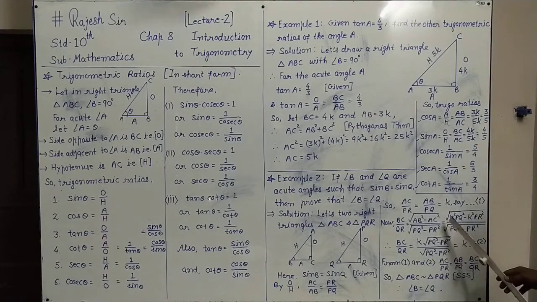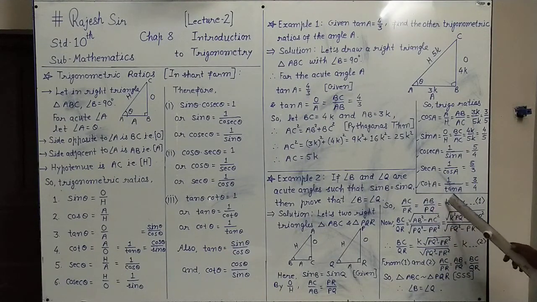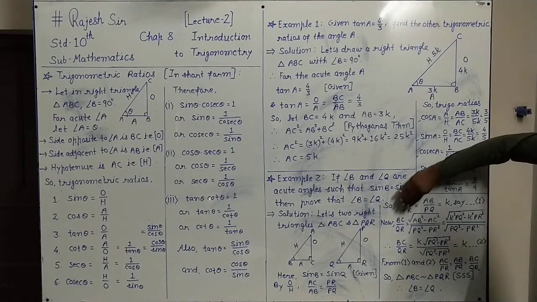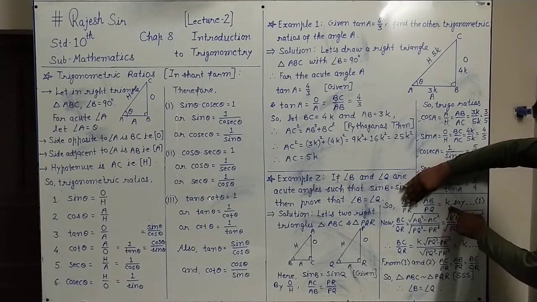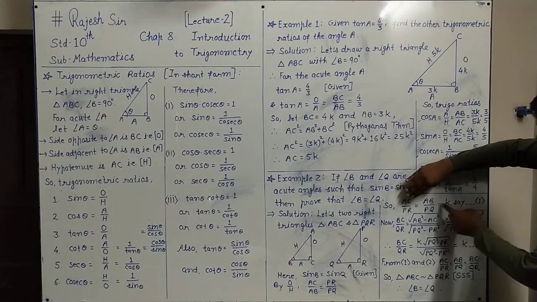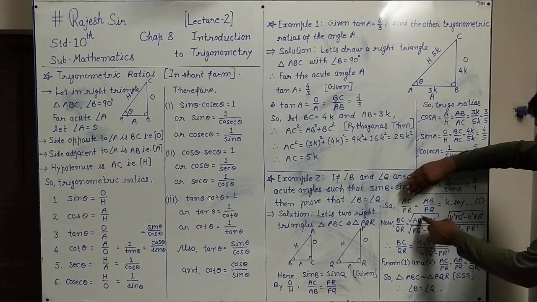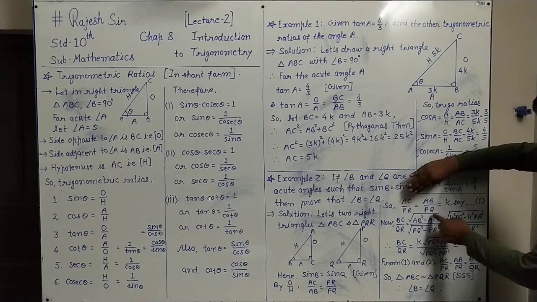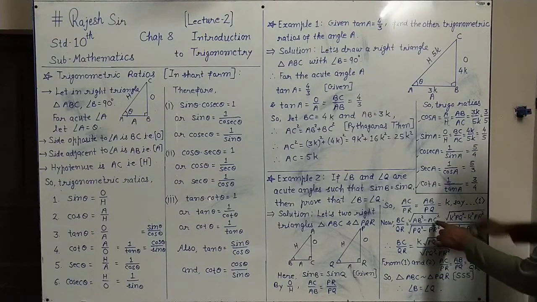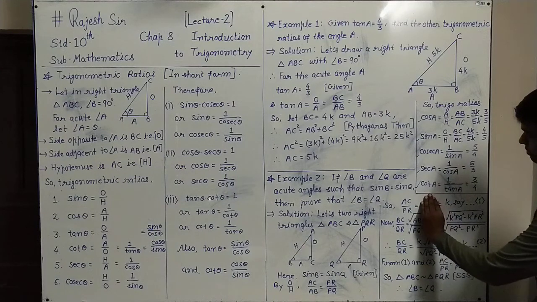Therefore, in the root of AB square, from this you can understand AB upon PQ is K. So AB equals K times PQ. If we consider this part only, AB upon PQ equals K, so AB equals K PQ. In place of AB, K PQ is written, and its square is K square PQ square. Similarly, minus AC square.